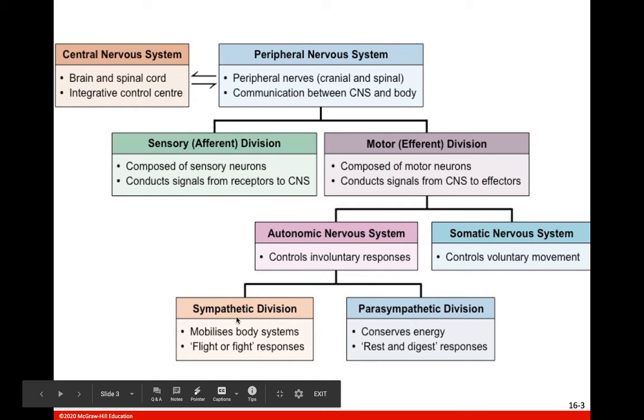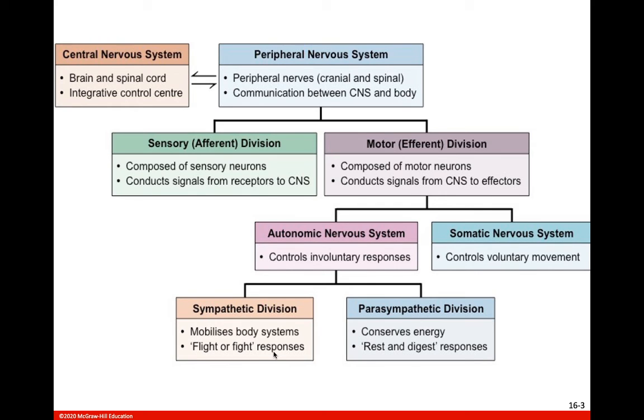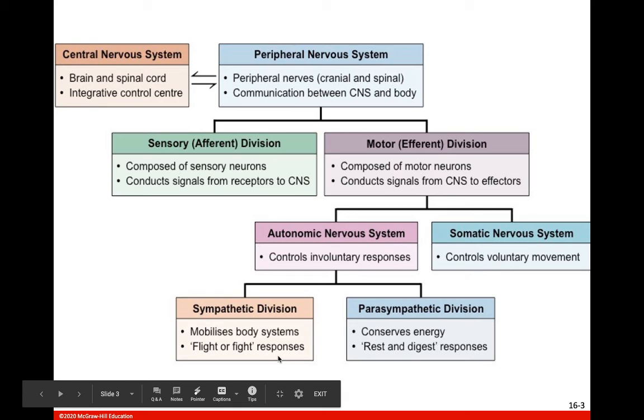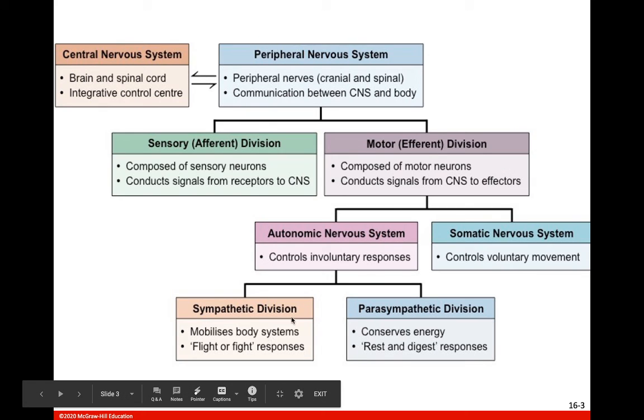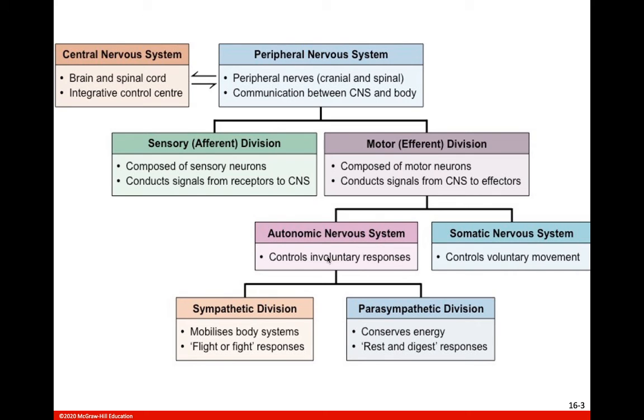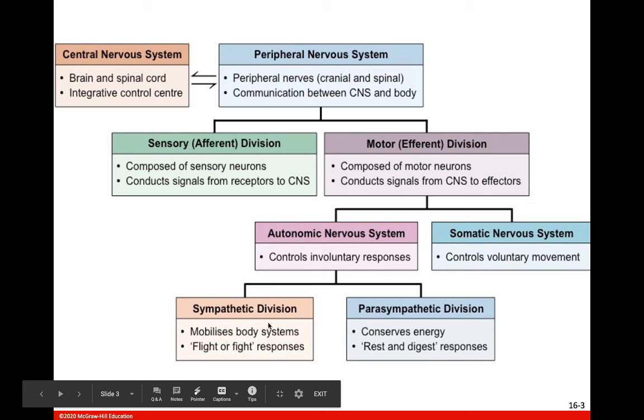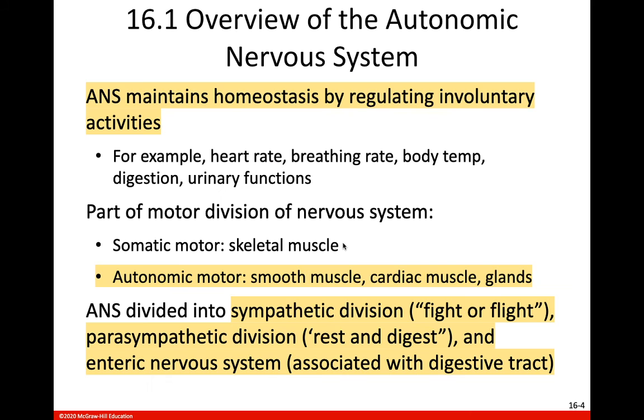The sympathetic division is concerned with the fight or flight response. So this is what regulates your body in times of stress or excitement or danger. Whereas the parasympathetic is concerned more with the rest and digest response. So this is the part of the autonomic nervous system that is regulating your body in times of rest and relaxation. So first of all, we're going to be comparing the autonomic and somatic nervous systems, and then we will be going on to compare the sympathetic and the parasympathetic divisions of that autonomic nervous system.